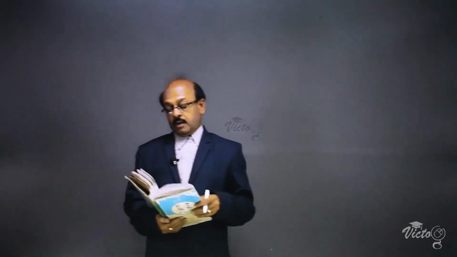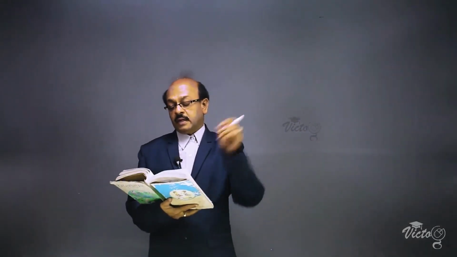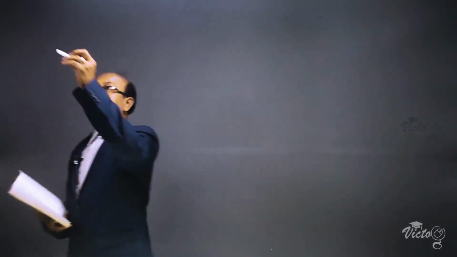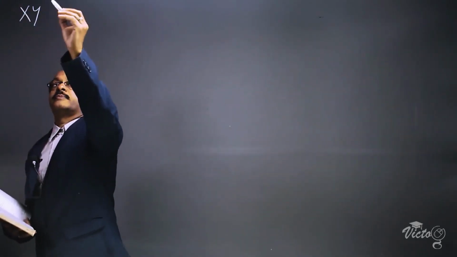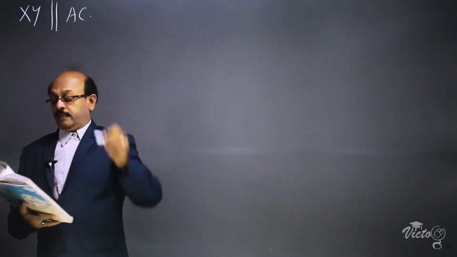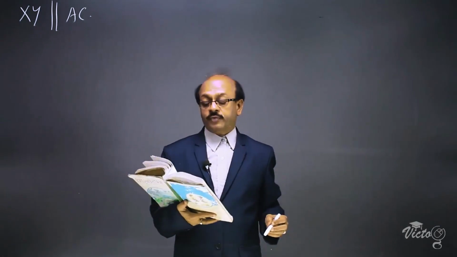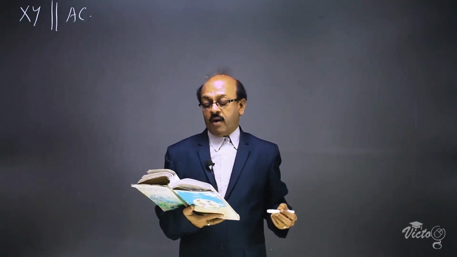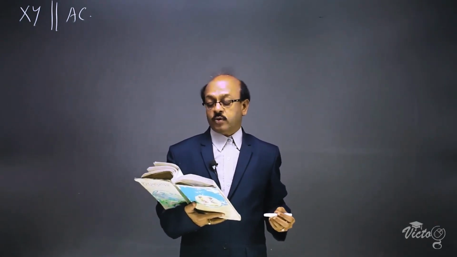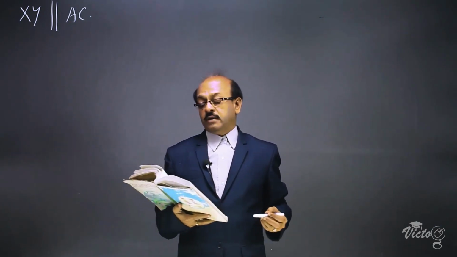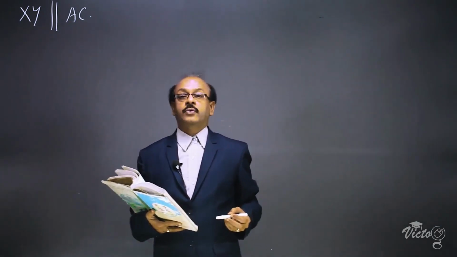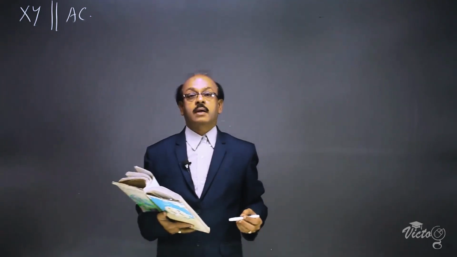We are going to do a problem based on this theorem. The question is, in the given figure, the line segment XY is parallel to side AC of triangle ABC and it divides the triangle into two parts of equal areas. Find the ratio AX by AB.